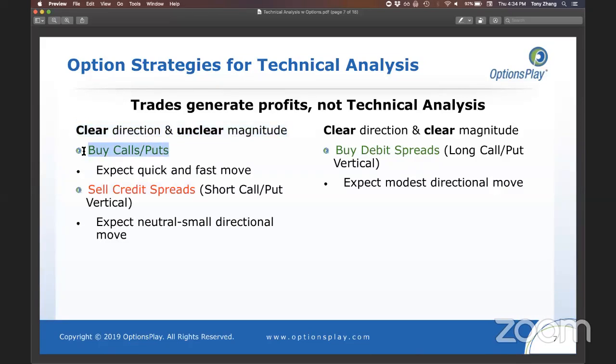So when you buy a call or a put, that's when you expect a quick or fast move, but you're not quite sure how far it'll move. And if you expect more of a small or neutral directional move, that's when you want to sell a credit spread. So whenever you're looking at a chart, you have to ask yourself, do I have a clear sense for direction, and do I have a clear target price? If you don't, you want to look at these two strategies. And if you do have a clear sense for target price, that's when you want to look at buying a debit spread. This is when you're expecting a modest directional move. So these are the three strategies we're going to go over today.